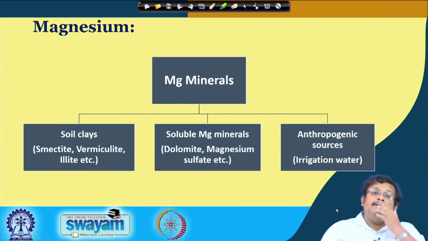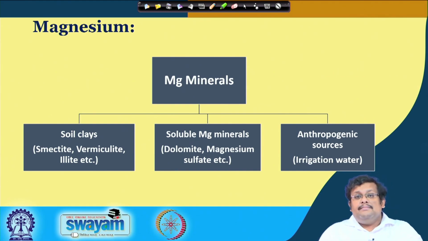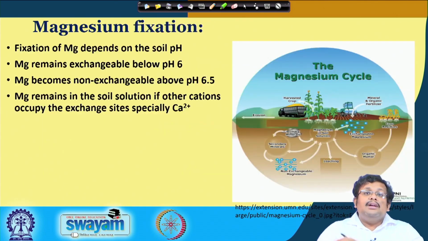Now, magnesium minerals can be classified into three major fractions. One is soil clays, that is smectite, vermiculite, illite, etc. Then soluble magnesium minerals like dolomite, magnesium sulphate, etc. And then different anthropogenic sources like irrigation water. So, how does magnesium fixation occur?